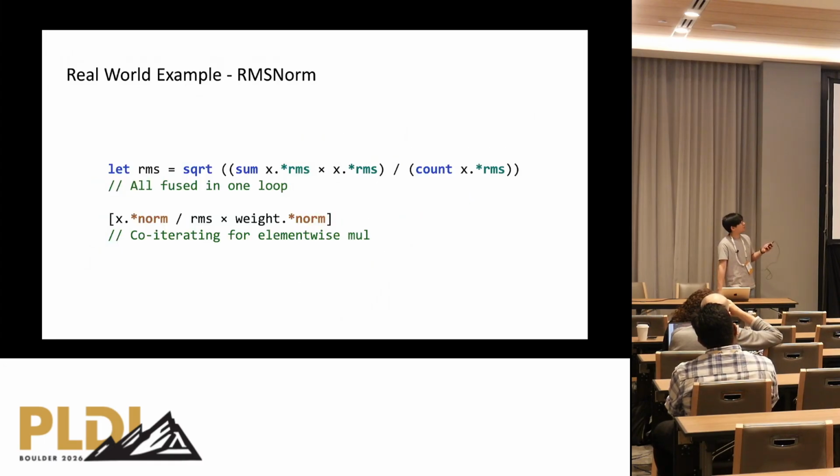A real world example would be RMS norm here, which is used very commonly in LLMs right now. And so we first calculate the RMS, and we essentially calculate the average value of x squared in the x vector, and then we do the norm. And so we have star norm here, iterating both x and the weights together. And we collect the result into an array.